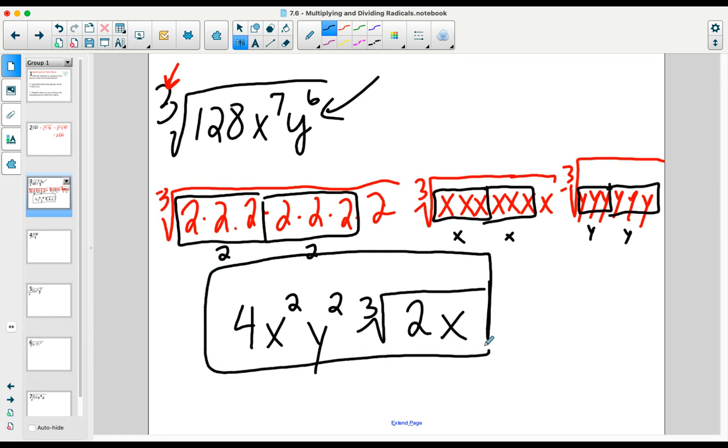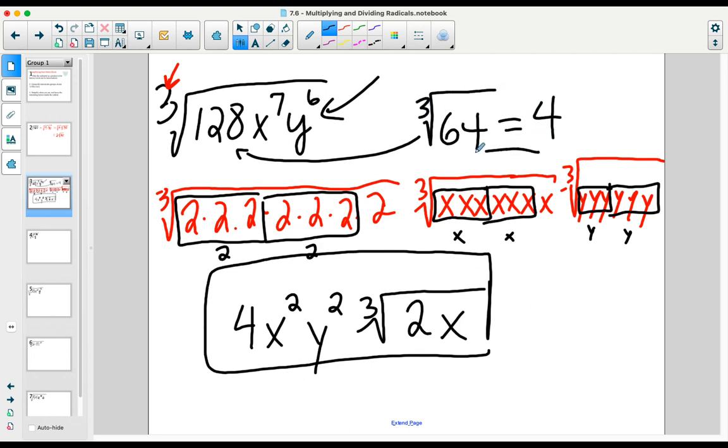Now, a couple things you want to notice. First, if you would have caught that 64 was a factor of 128, 64 has a cube root, that cube root is 4, that's the same 4 that we see right there. If you would have caught that 64 was a factor of 128, and it was a cube root that we know, you can move it out to the front, leaving behind the 2. We would have got to the same place.